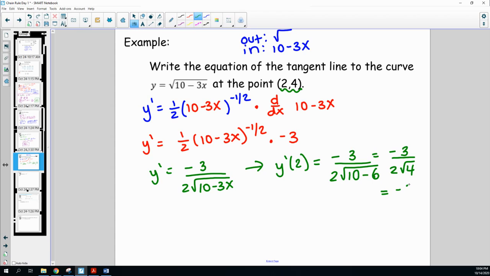So I end up with negative 3 over 4. And that is my slope. Okay, that's my derivative at the point, which is the same thing as my slope. Once I have my slope and I know the point, I'm going to create my equation of the tangent line.